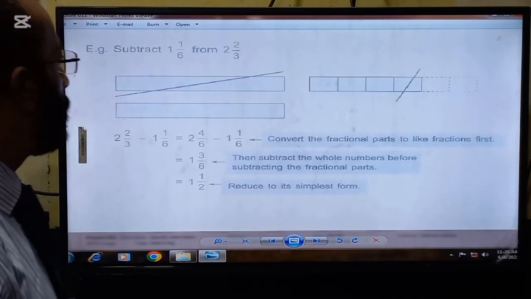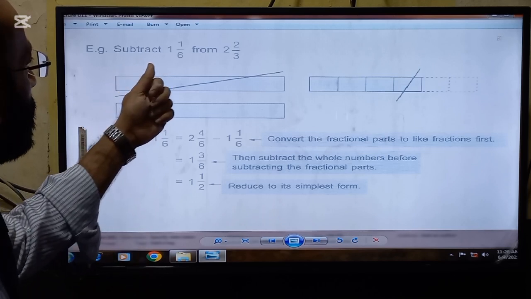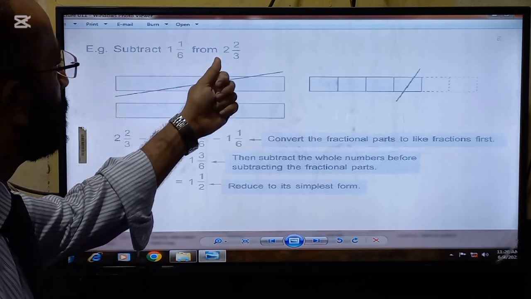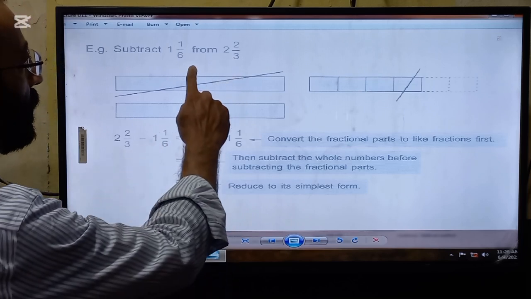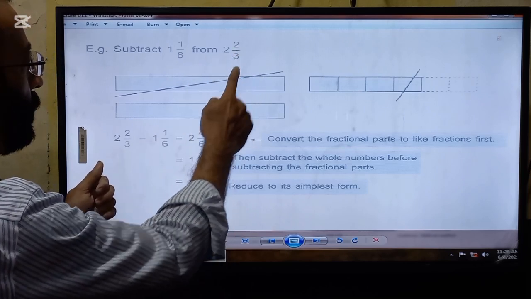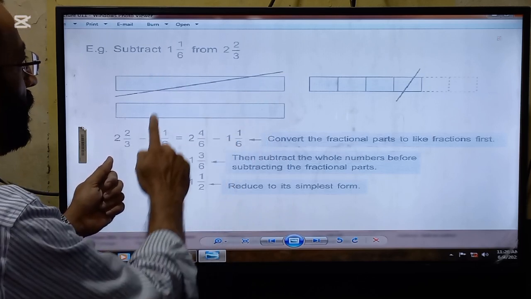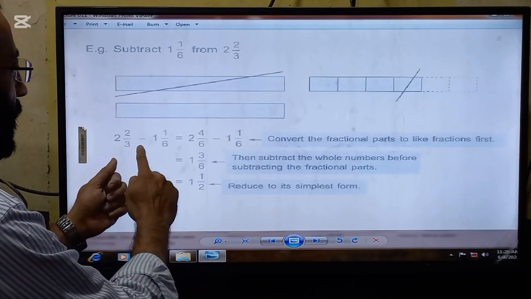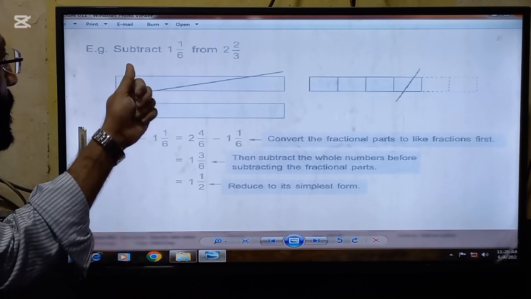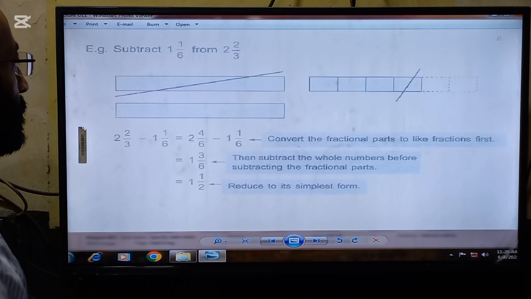Here is another question, a question of subtraction. Subtract 1 whole number 1 by 6 from 2 whole number 2 by 3. The value after "from" will be placed first, that is 2 whole number 2 by 3, then minus, and the value before will be placed after. So 1 whole number 1 by 6 will be placed after the minus sign, because we subtract this from this.